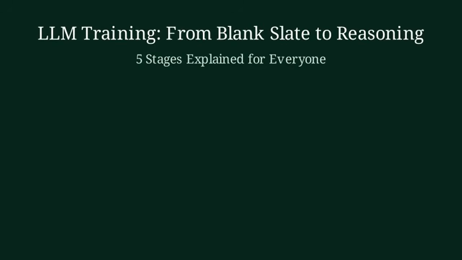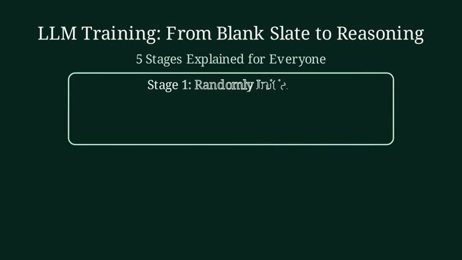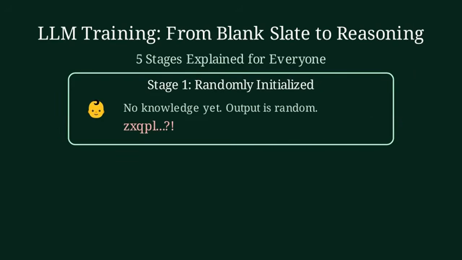Today we'll learn, in simple words, how a large language model is trained from a blank slate to a reasoning model. Stage 1 is the blank slate. The model has a brain-like structure, but no knowledge. If you ask, what is an LLM, it gives random output.